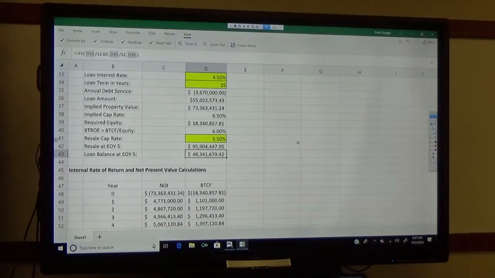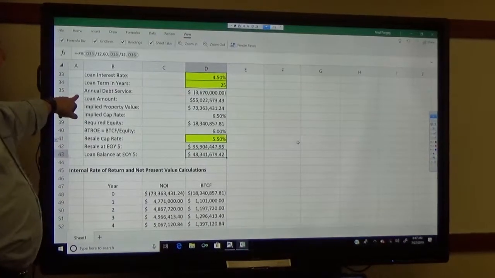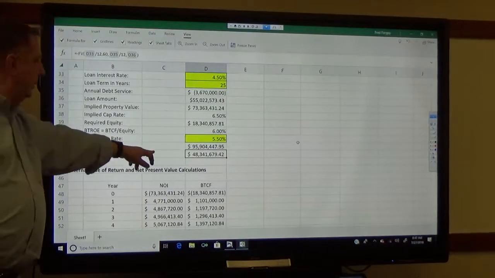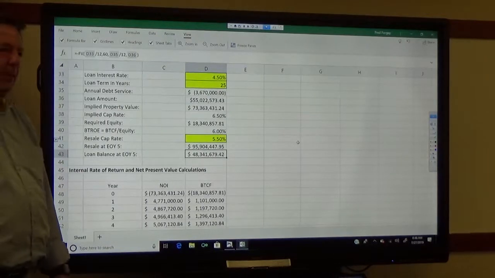So what we're saying, just make sure everybody's clear. This loan that we originally got up here of 55 million, after 5 years, that loan balance has gone from 55 million to 48 million. Is everybody clear with that? Yes or no? Good with that? Okay, just making sure.